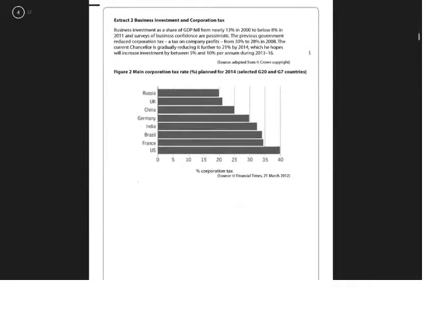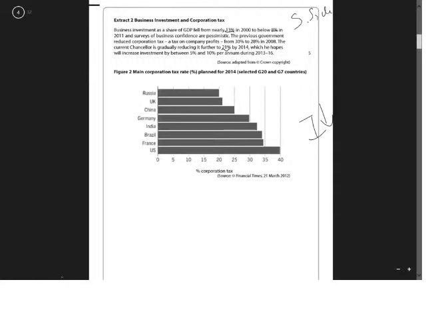The extract 2 part of it talks about investment and corporation tax. Business investment as a share of GDP fell, so we know that investment is falling. It's got a key figure there, 13% to 8% of GDP. The previous government reduced corporation tax, a tax on company profits, from 30% to 28% in 2008. The current Chancellor is gradually reducing it further to 21% by 2014, which he hopes will increase investment by between 5 and 10% per annum. So what you have is an example here of a supply side policy.